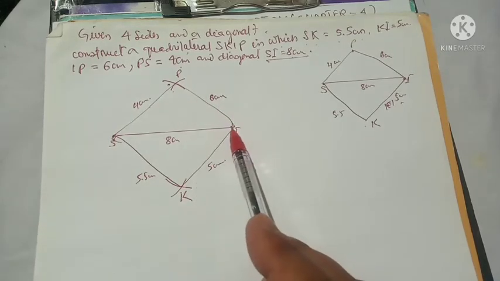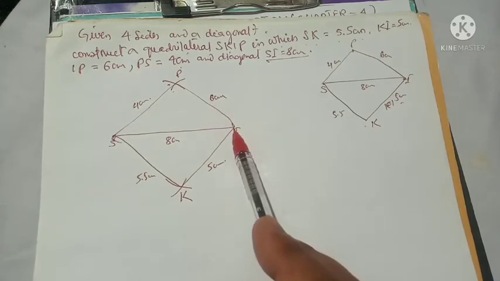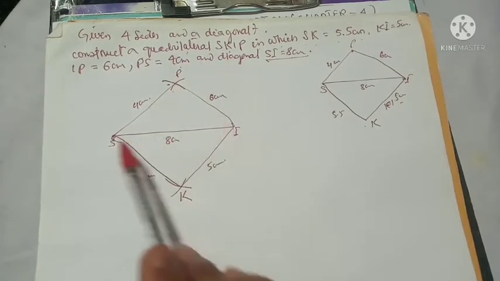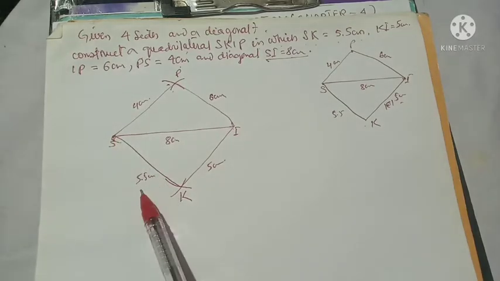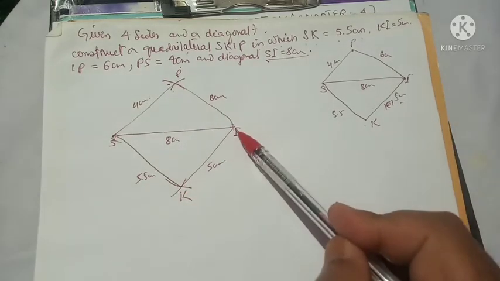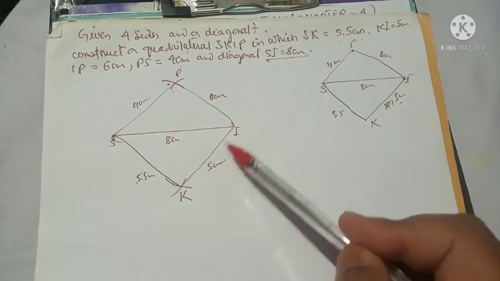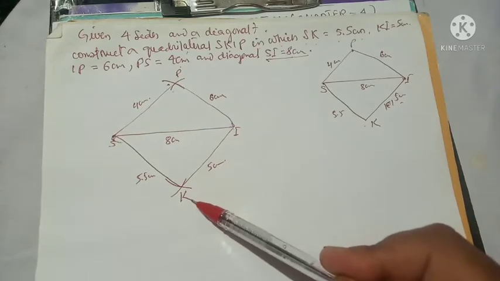We draw with I as a center with the radius of 6 centimeter. We draw another arc above the SI which intersects the previous arc at the point P. And again with the center S, with the radius of 5.5, we draw another arc below the line segment SI here. And again with I as a center, with the radius 5 centimeter, we draw another arc below the SI which intersects the previous arc at the point K.